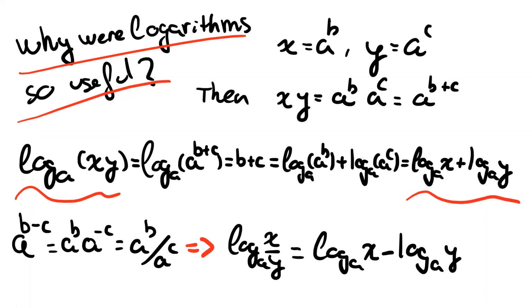We have transformed a multiplication of two potentially big numbers, x and y, into the addition of two much smaller ones, b plus c. Similarly, and given that a to the power of b minus c is a to the power of b times a to the power of minus c, which is a to the power of b over a to the power of c, we have for free that the logarithms also transform divisions into subtractions. And it is clear to all of us that adding and subtracting are far simpler operations than multiplying and dividing when we have to do them by hand.